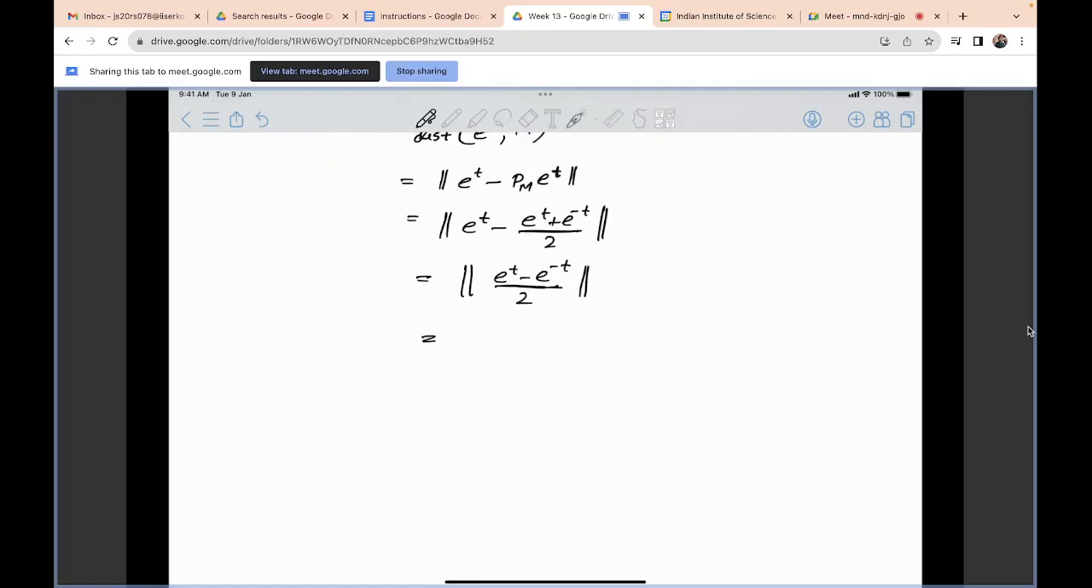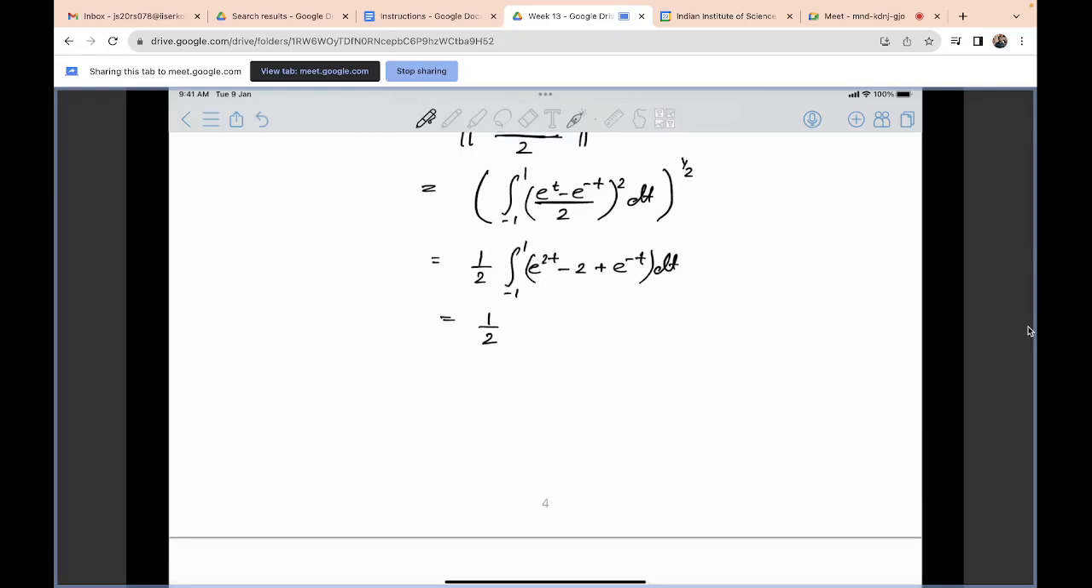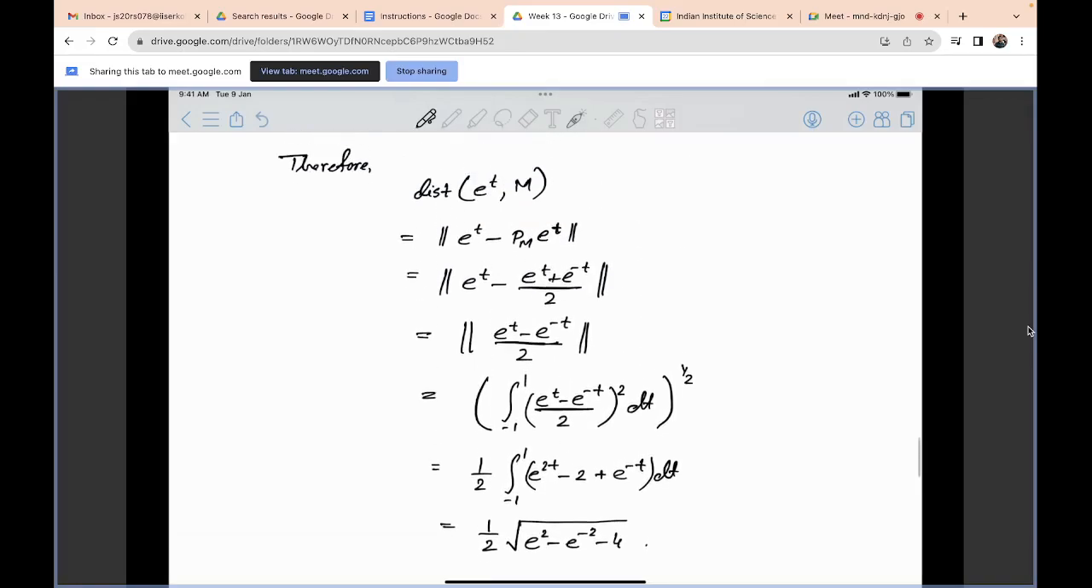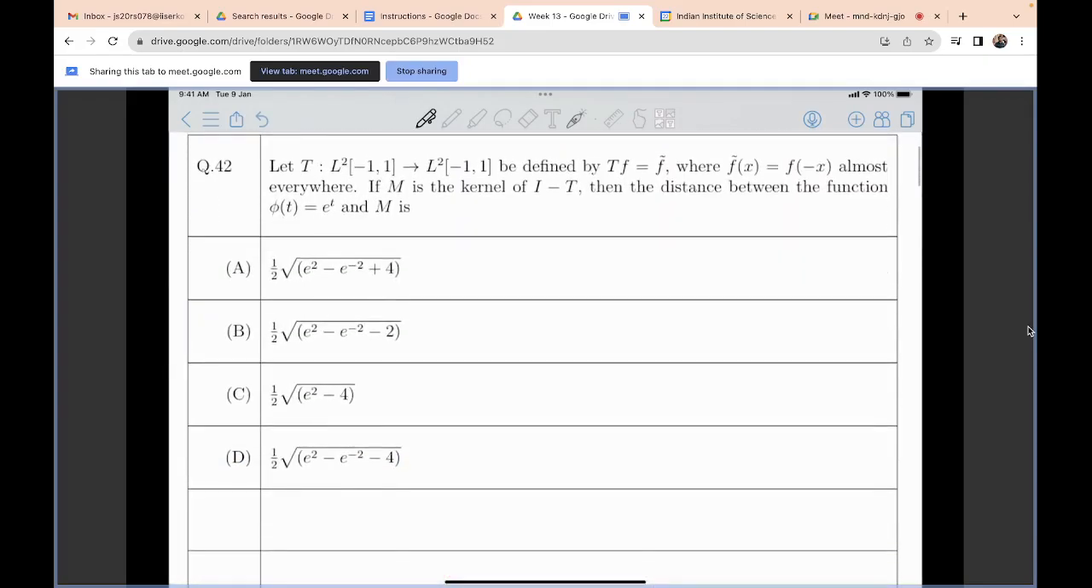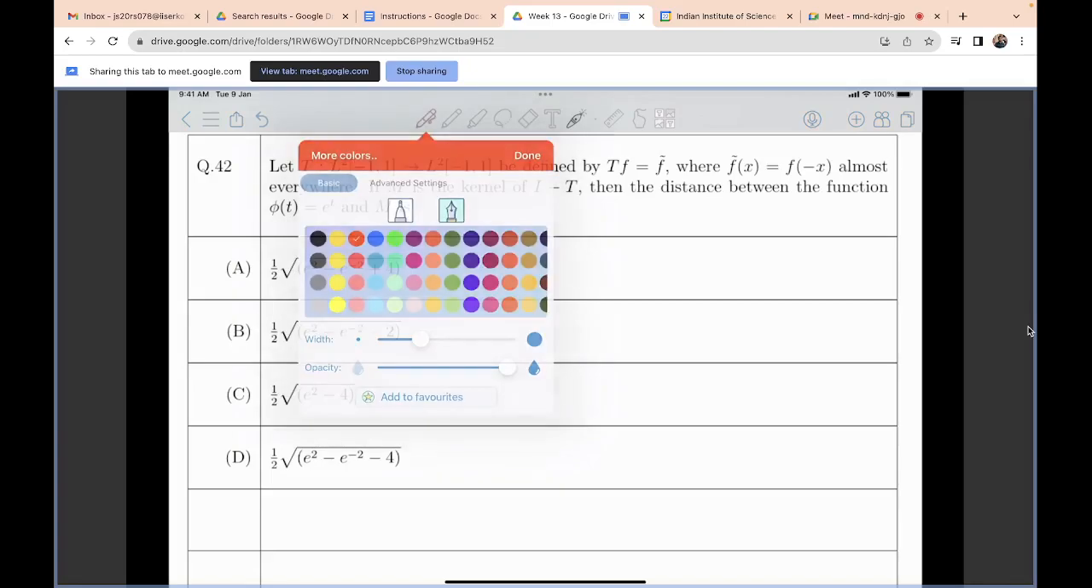And what is this norm? If you write down the definition, this is the integral from minus 1 to 1 of e to the power t minus e to the power minus t by 2, whole square dt, to the power half. If you simplify, the integral from minus 1 to 1 of e to the power 2t minus 2 plus e to the power minus 2t dt. If you integrate it out, basically you will get this. So this is the distance between e to the power t and M. Let's check which option is correct. Therefore option D is the correct option.